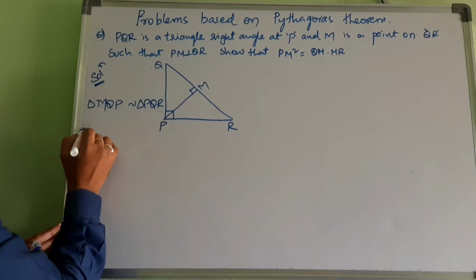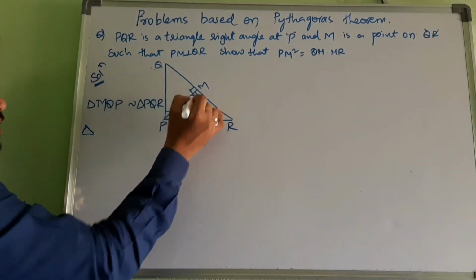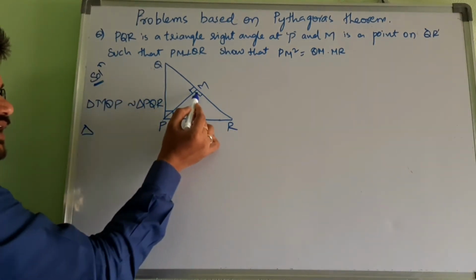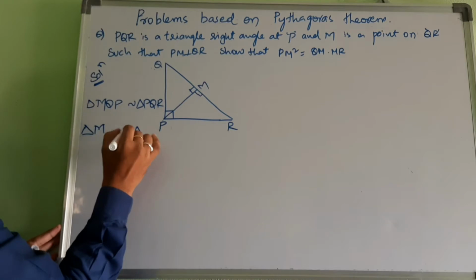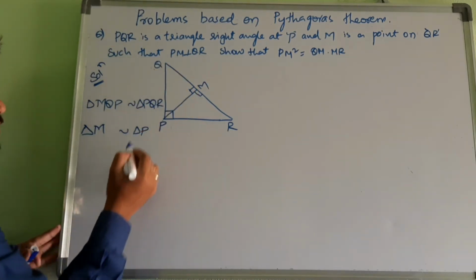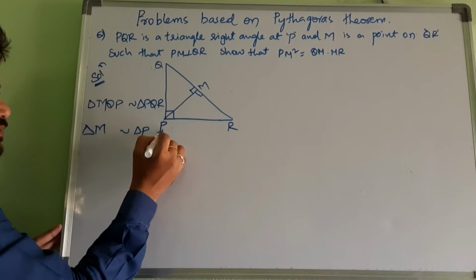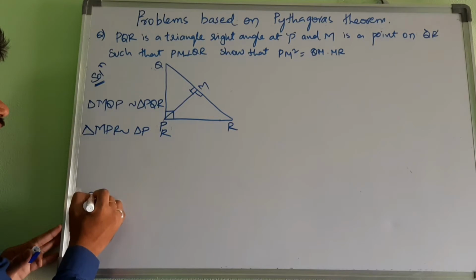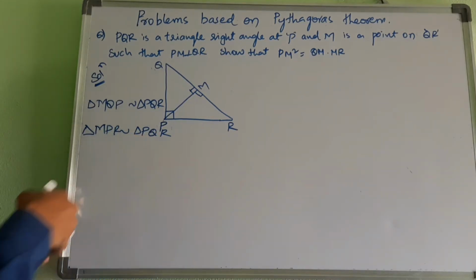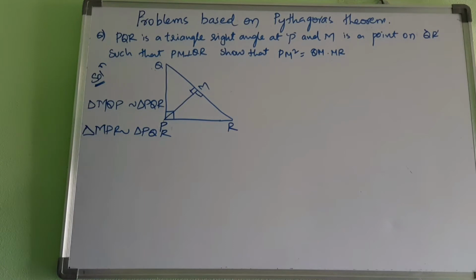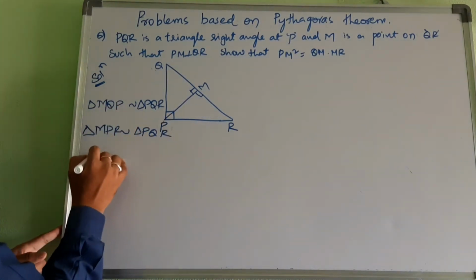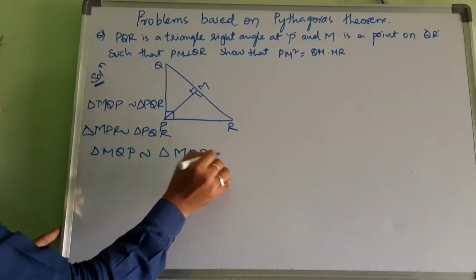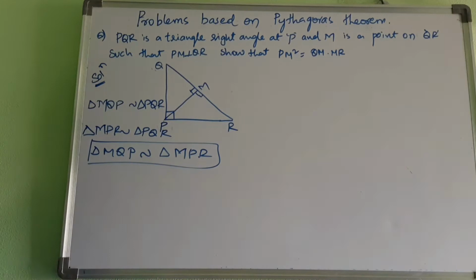Again, in triangle MPR, the right angle is M. In the big triangle, the right angle is P, and the common angle is R. So MPR is similar to PQR. Like this we can write briefly, and since these two are the same, triangle MQP must be similar to triangle MPR.